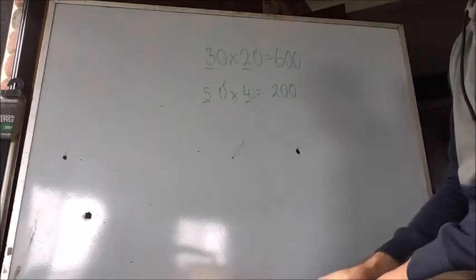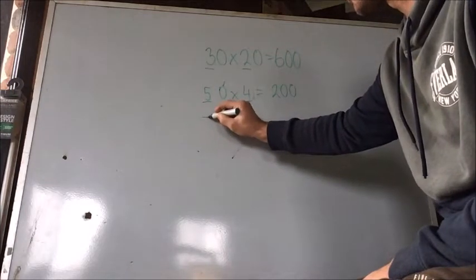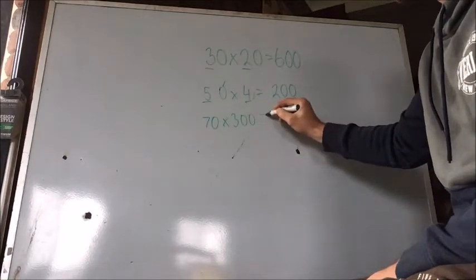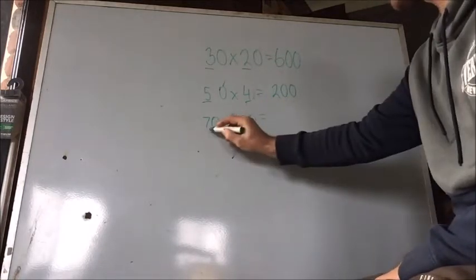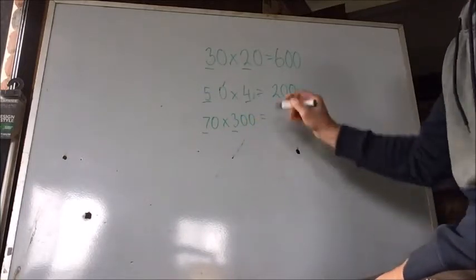One more just to keep refreshing, because as I said, most of you will find this easy. That's what I'm hoping for the first couple of days. So we'll go 70 times 300. All right, so once again, we've got to remember what our times tables are. So what are 7 groups of 3? 21.